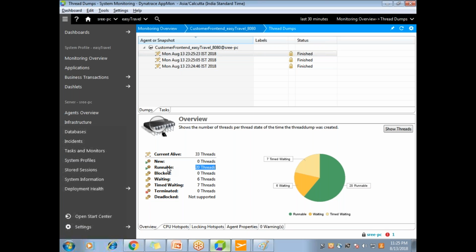I told you, right? There is no separate runnable and running. All of them is runnable, all of them is safe. Good thing, what is that? There are no blocked threads. Deadlock detection is not supported because I've taken this as the free version. Usually it will be supported and it will tell you if there are any deadlocks as well. So these are the two things that you look into, and you don't want any of your threads to be blocked or deadlocked. Timed waiting will happen. Runnable will happen.